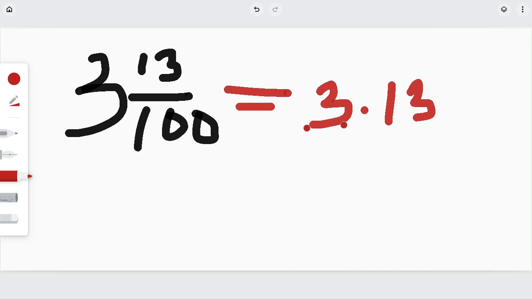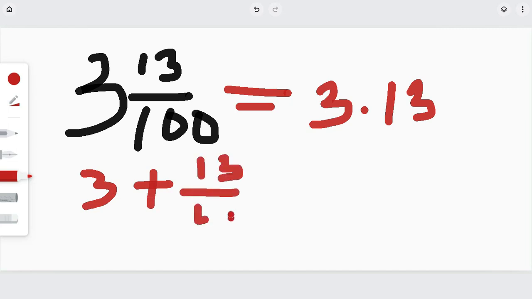Because we are going to do 3 plus 13 over 100. So remember, you change 13 over 100 to decimal. That will be shifting the decimal point 2 times, so that will be 0.13.